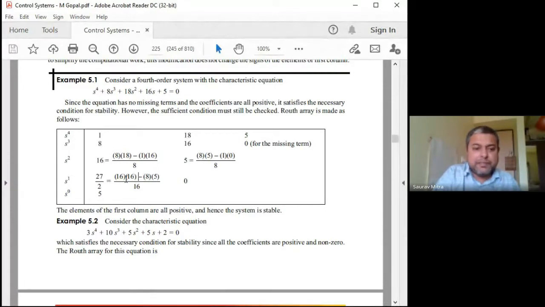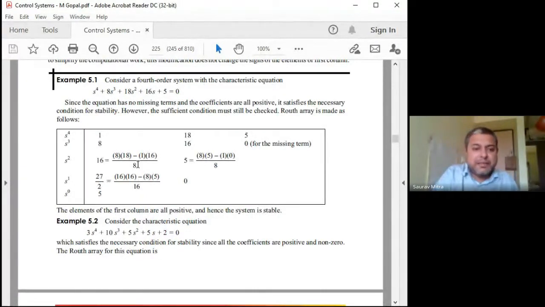So you can see here, this 27 by 2 comes later. As they have done in the book, they have written 27 by 2 first, but it comes later. What comes first? 16 multiplied by 16 minus 8 multiplied by 5, divided by 16. If you do that, you are going to get 27 by 2.